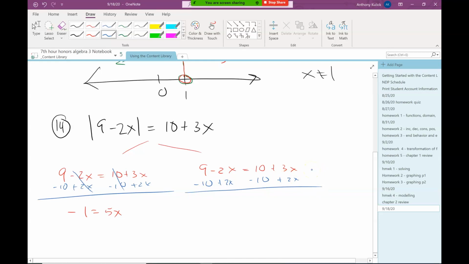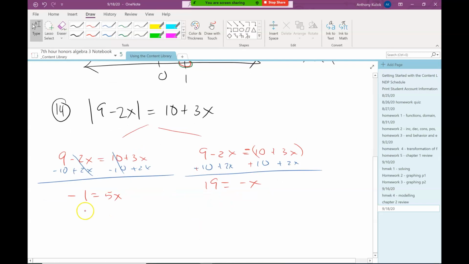Oh my goodness, Kenzie. Yeah, creepers. Woo! Okay, so I have 19 is equal to -x. That's better. So I have -1/5 is equal to x, and x is equal to -19. Is everybody so far so good?